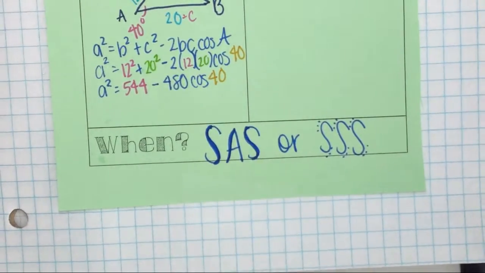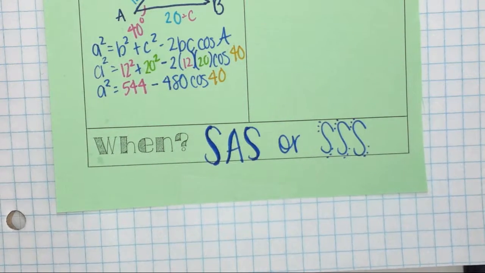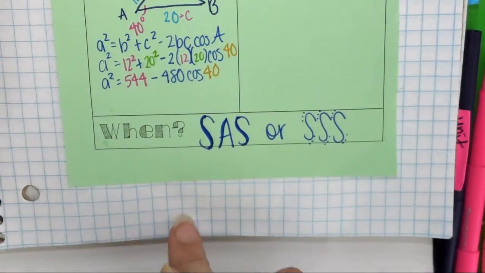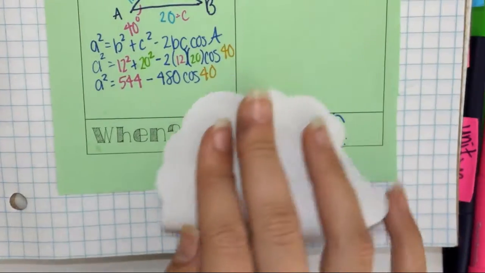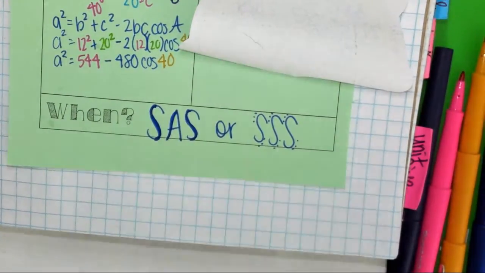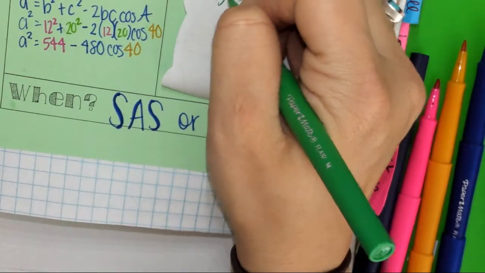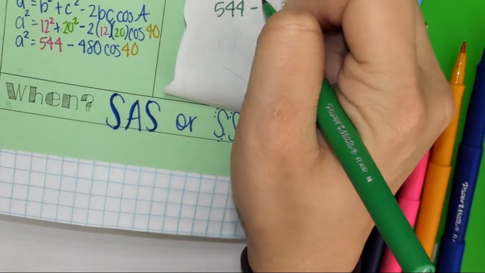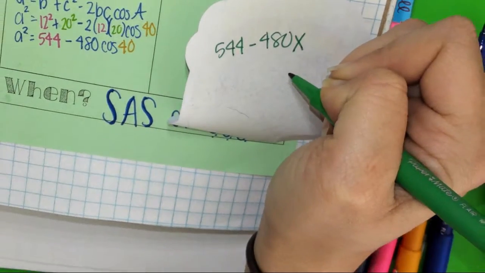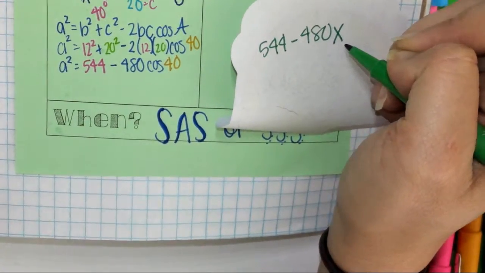Now, can we combine the 544 and the negative 480 right here? No, you have to subtract them. You can't, because this is connected to the cosine of 40. So this is the same thing as saying 544 minus 480x. Can you combine the 544 and the 480 now? No, because it has that x.